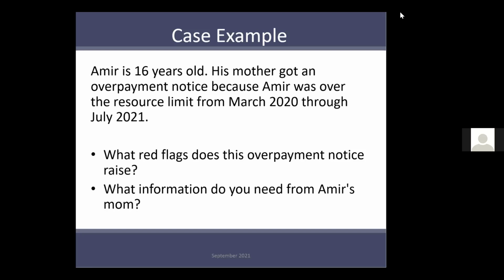And what information would we need from Amir's mom before we decide how we want to respond to this overpayment notice? So we've made some guesses about why they could be over the resource limit, but what other questions would we have, or information would we need, before we would decide, okay, this is a case I can take. I have some merit to challenge this overpayment notice.